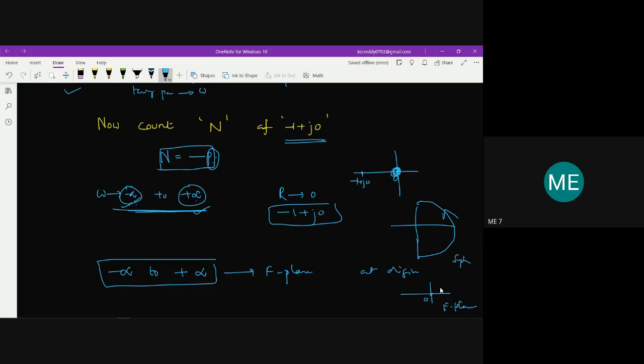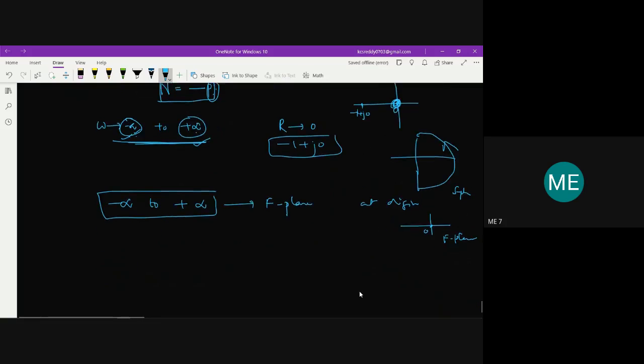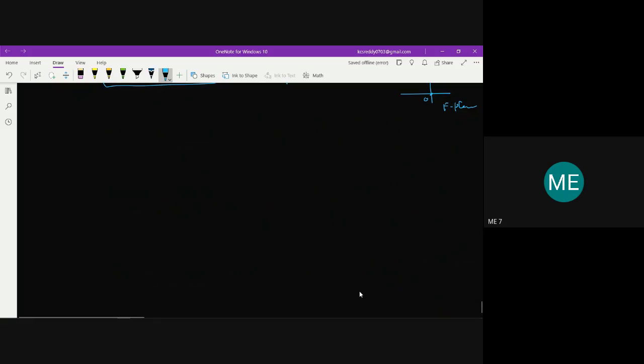Once you do all these things, joining all these polar plots of all sections one by one, the mapped locus we can call the Nyquist plot. Now, for stability, the number of encirclements N is equal to minus P. If it satisfies that condition, we can say the system is stable.